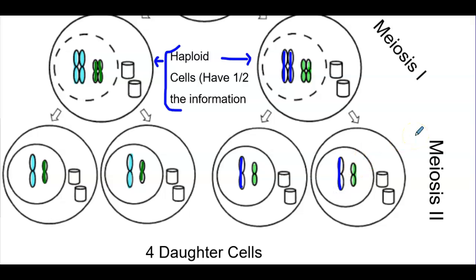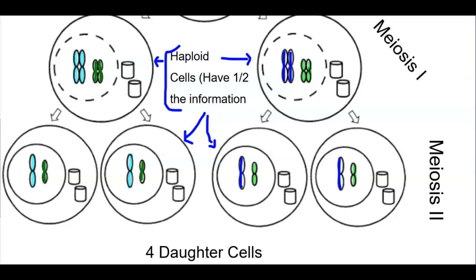All right. So these bottom cells are still haploid cells. They still only have half the info. We just took the copies apart, and the copies don't give you any new information, so we don't worry too much about those. Okay, and at the bottom here, we have 4 daughter cells. 1, 2, 3, 4.